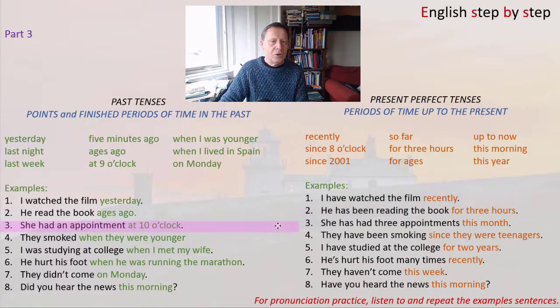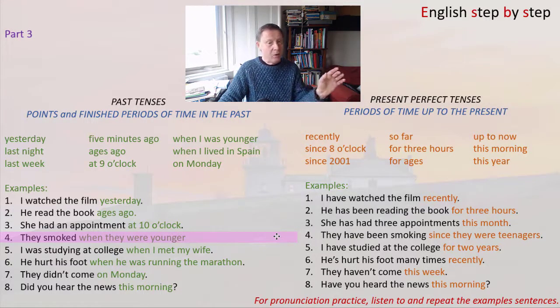Number 3. She had an appointment at 10 o'clock. She has had 3 appointments this month. They smoked when they were younger. They have been smoking since they were teenagers. Now, with number 4, you can see why I added this point about finished periods of time. Because when they were younger, that's a period of time in the past, but it's finished. Since they were teenagers, on the other hand, is also a period of time, but that includes the present. The past continuing up until the present.